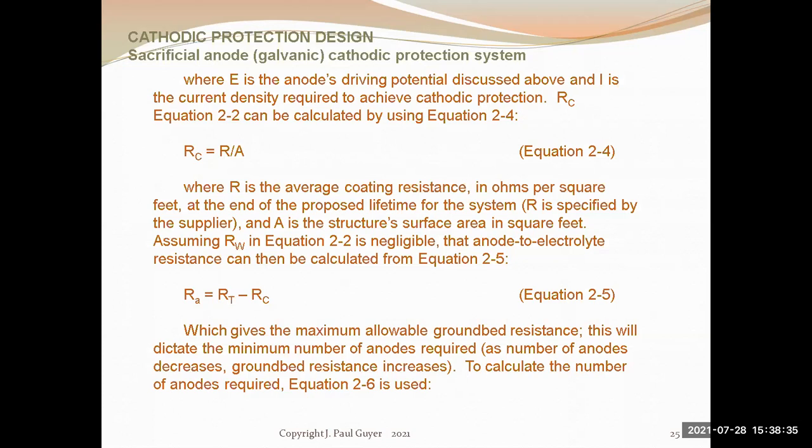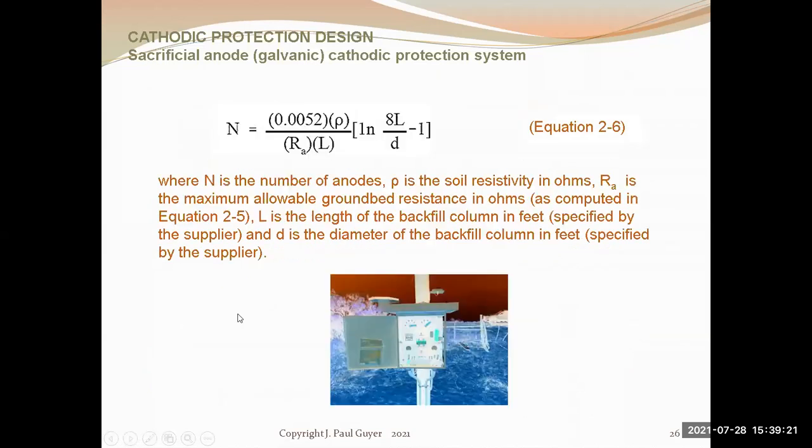So the equation becomes 2-5, the anode to electrolyte resistance: R sub A is equal to R sub T, which is the total resistance in the circuit, minus the cathode to electrolyte resistance. And this gives the maximum allowable ground bed resistance that will dictate the number of anodes required. And to calculate the number of anodes required, equation 2-6 is used. It's complex. We're not going to go into the derivation of it, but plugging the numbers into equation 2-6, this tells you the number of anodes that are required.